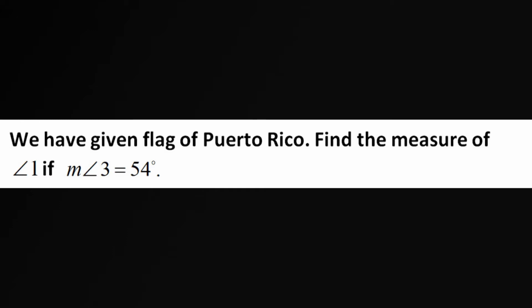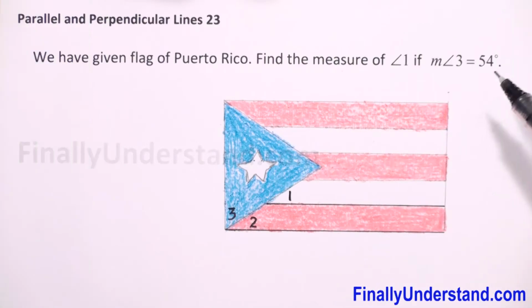We have been given the flag of Puerto Rico. We have to find the measure of angle 1, and we are given that the measure of angle 3 is 54 degrees.